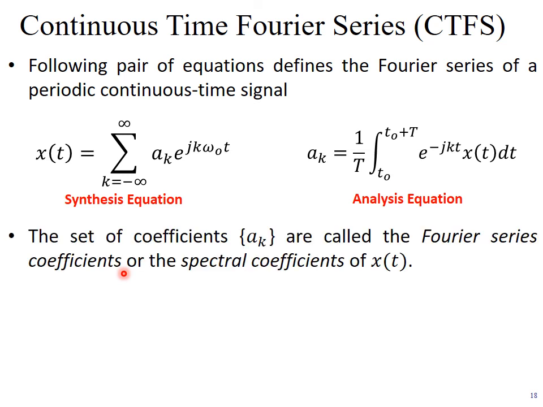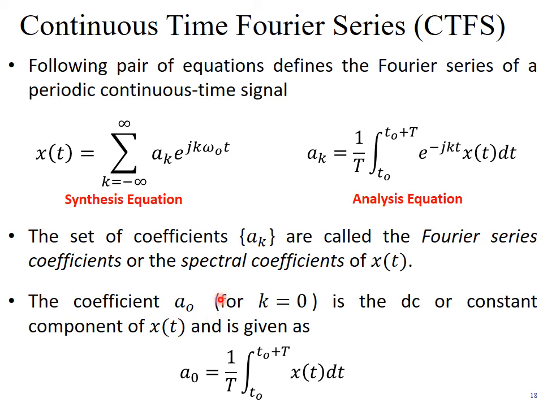So the set of coefficients ak are called the Fourier series coefficients, or these are called spectral coefficients, right? The values of ak for different values of k would determine what frequency components are present in x of t. Therefore, it is called the analysis equation.